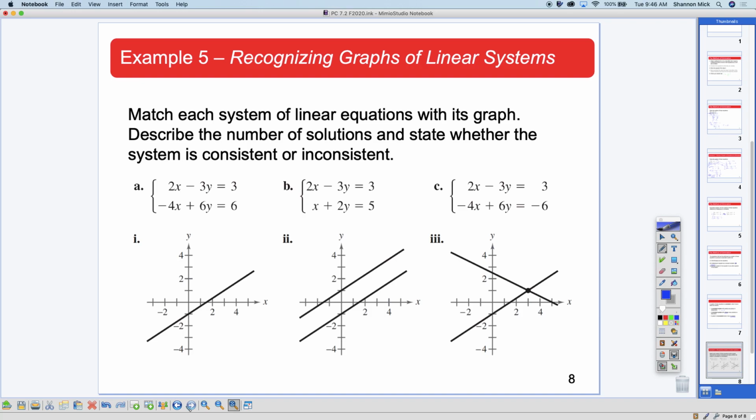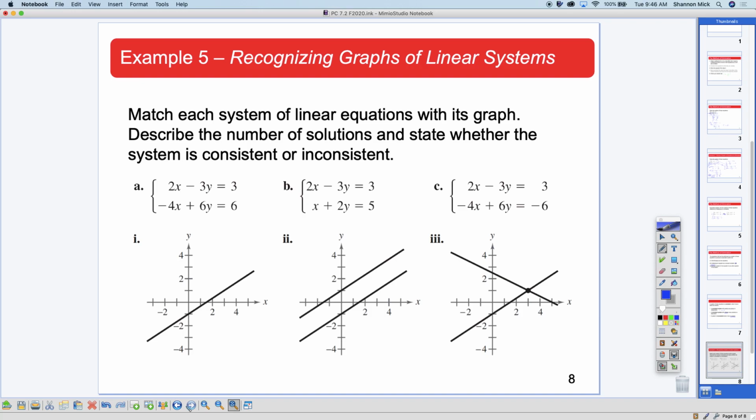This would be infinitely many, yes? How many would this be? That'd be no solution because they don't cross. What would this one be? 1, because they cross. So it'd be one unique solution. So what we're supposed to do is match these up. This one would be the two equations that are exactly the same in essence.